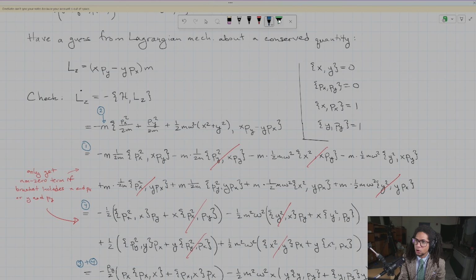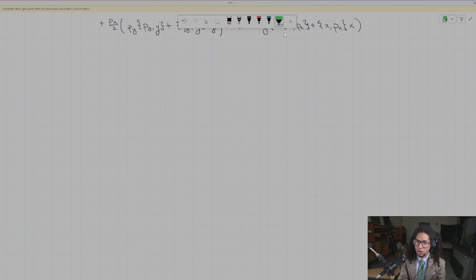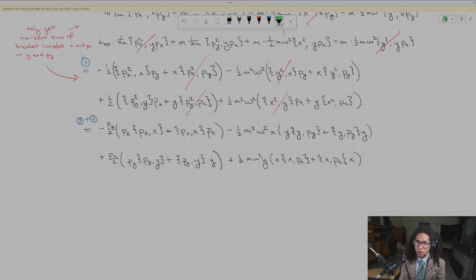So let me actually mark these in green, to note that these are the ones that I'm going to use below. Okay, so this one by the green rules is minus 1. Maybe I'll use blue up here just to be clear about what I'm doing. By the green rules, this one is plus 1. This one is minus 1. And it's minus or plus just based on whether or not the momentum is first or the position is first.